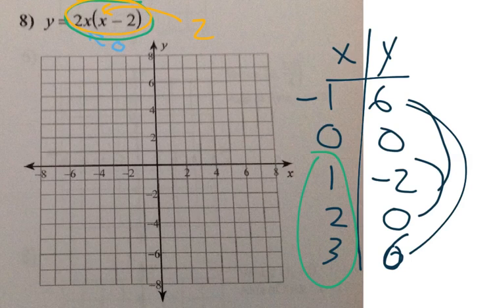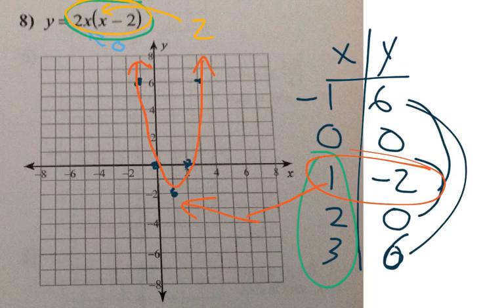And now it's just a matter of graphing our points. Negative 1, 6. 0, 0. 1, negative 2. 2, 0. And 3, 6. And as you can see, here is basically my parabola with the vertex at 1, negative 2.